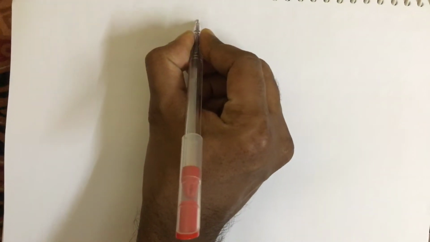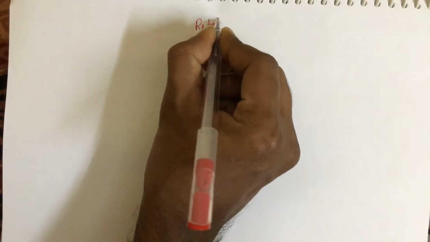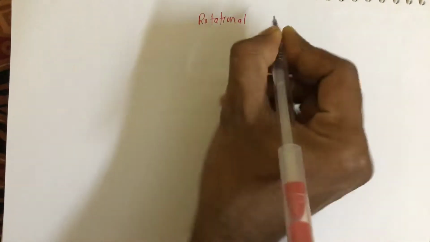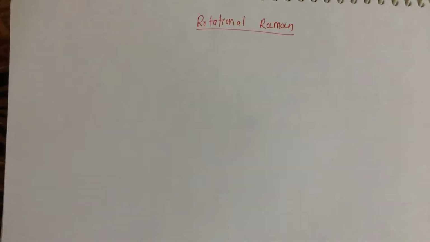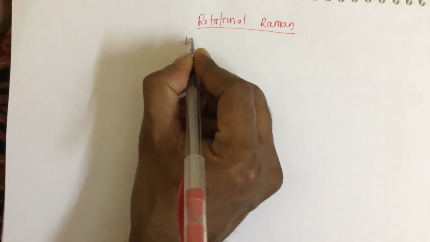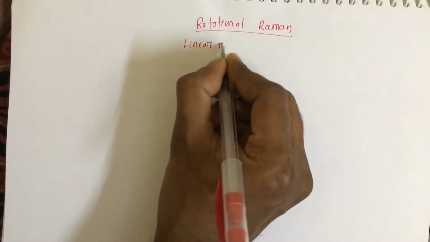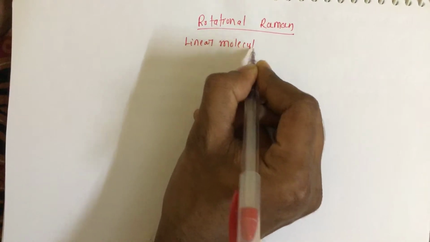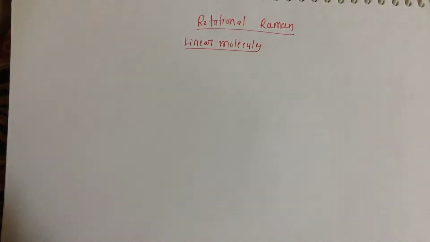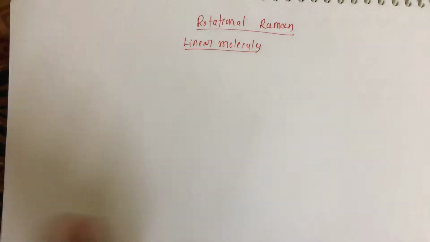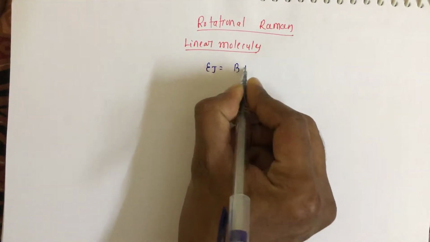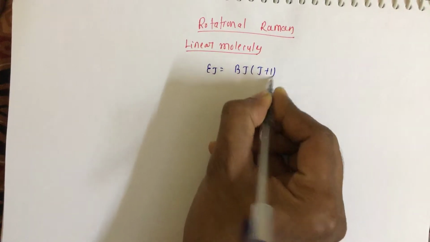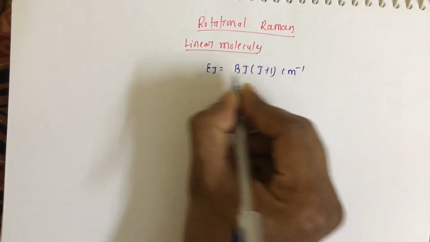So now we'll talk about the rotational Raman spectra. First we'll talk about the linear molecules. The equation we use to calculate the energy levels is B J(J+1) centimeter inverse. So this is very important.